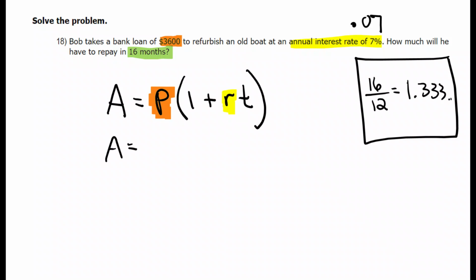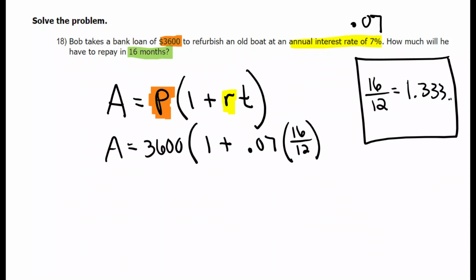So A equals, I'm going to put the 3,600 where the P is, and then it's 1 plus 0.07, and then just type in the fraction 16/12. Trust me, it will work. Remember, when you're doing the fraction button, look for the button that's N over D. Put the 16 in on the top, that's your numerator, the 12 on the bottom. And type it in exactly as you see it right here.